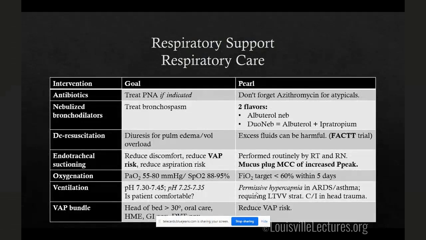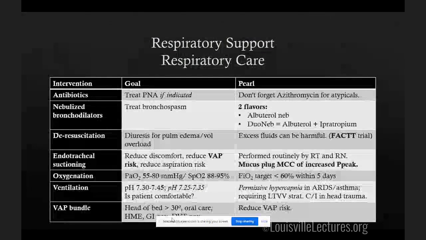Our goal parameters for ventilation, a pH of 7.30 to 7.45 is our general target. Now, if you're performing lung protective ventilation, that means you're shooting for low tidal volume ventilations. And so if you're low tidal volumes, you have a low minute ventilation. We then allow for what's called permissive hypercapnia, where your pH can be 7.25 to 7.35. Where should you not do this? The patient has elevated intracranial pressure, so like head trauma.